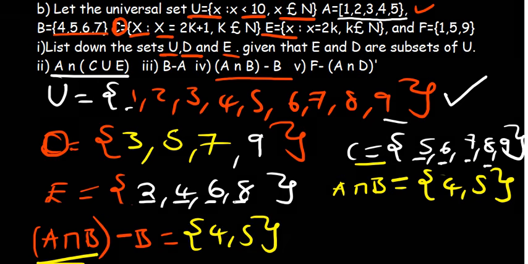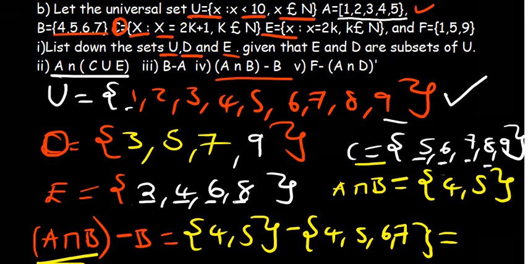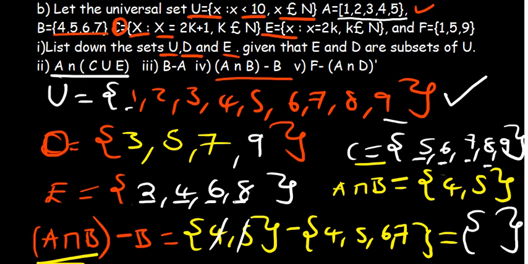Then this is subtracted by B. Our B is consisting of 4, 5, 6 and 7. So what do we have? If you remove 4 and 5 from A intersection B, what are you going to remain with? You're not going to have any elements. It's going to be an empty set. That's the idea here.